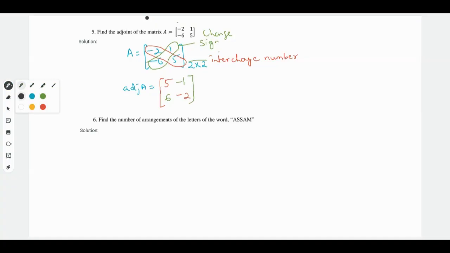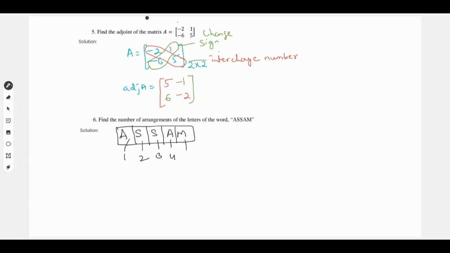Now moving to the next question: find the number of arrangements of the letters of the word ASSAM. So how many letters do you have? A, S, S, A, M. 1, 2, 3, 4, 5. So there are a total of 5 letters in ASSAM, and then A is repeated 2 times, so it will be divided by 2 factorial.